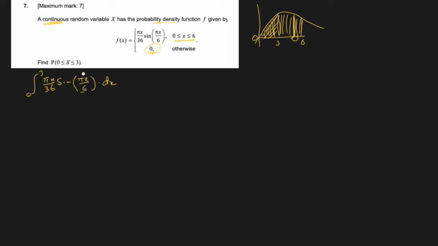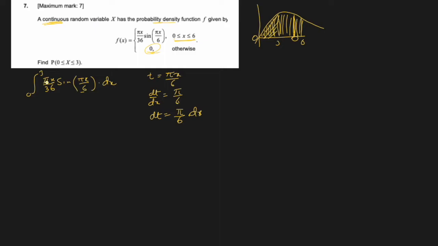So what will I do? This angle is pi x by 6. So let's assume that t is pi x over 6. So what will be dt over dx? Let's look at that one first. dt over dx, differentiated with respect to x. So only x will be differentiated, which is 1. So we get pi over 6 is dt over dx. So this means that dt will be pi over 6 dx.